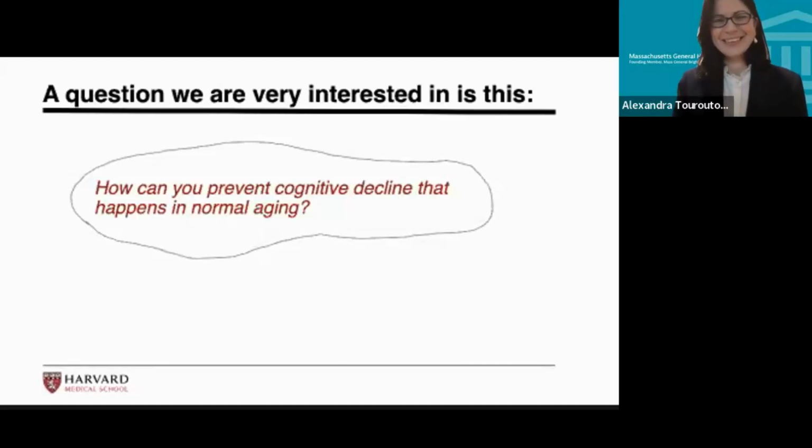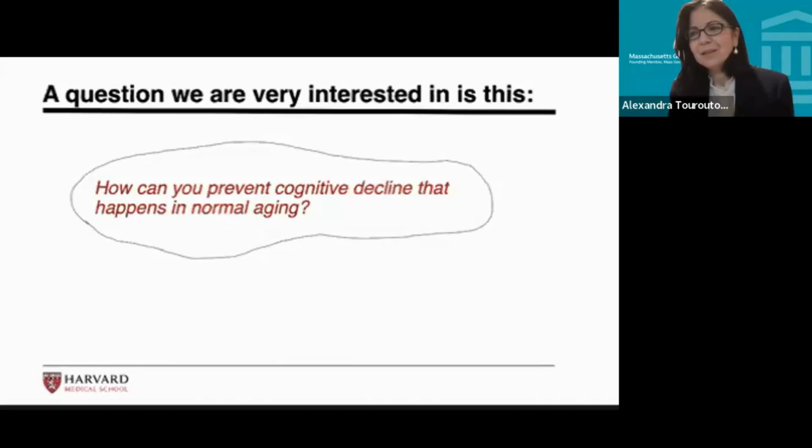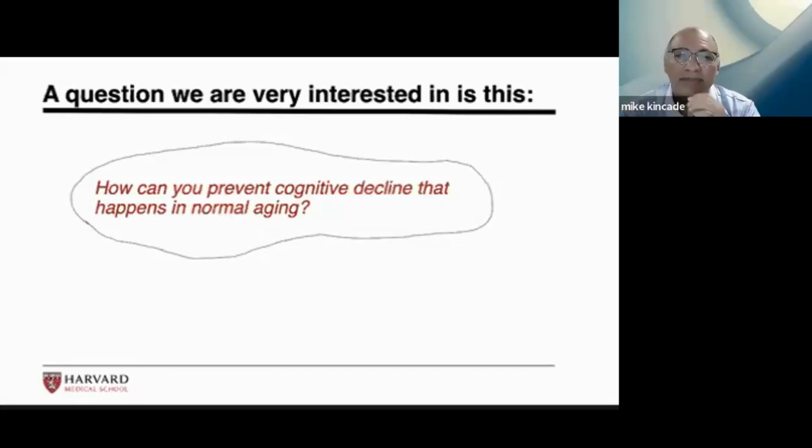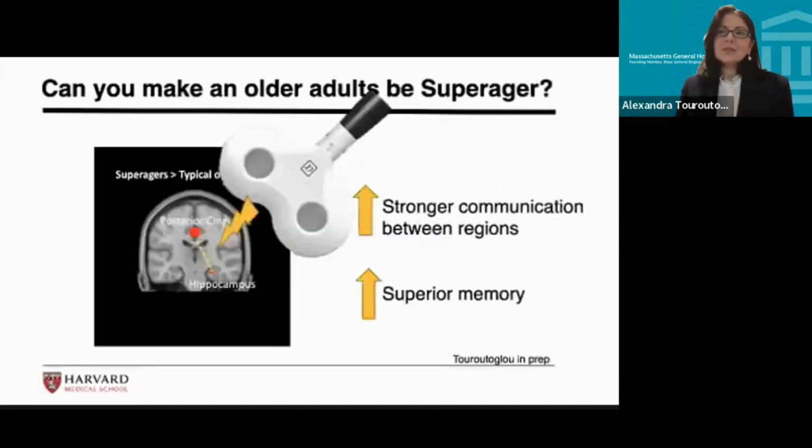So go ahead. When we meet older adults, a common question we get is, how can I make myself a superager? How can I prevent the cognitive decline that happens in normal aging? And in this day and age, probably the biggest question they ask is, how can I prevent myself from developing dementia, like Alzheimer's disease? In addition to normal aging, the study of superagers can also help us develop effective treatments for Alzheimer's disease.